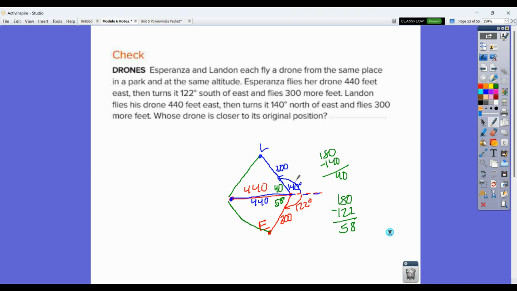That's this right here. So since these two sides are congruent and these two sides are congruent, then the included angle determines the bigger. So this one is smaller, this one is bigger because of the angle measure. It says whose drone is closer to its original position. So if this angle measure is bigger, then this distance is bigger, and this distance is smaller. So closest would be Landon. So Landon would be closest to the original position. Again, I tried to talk you through that one so that you understood that idea.